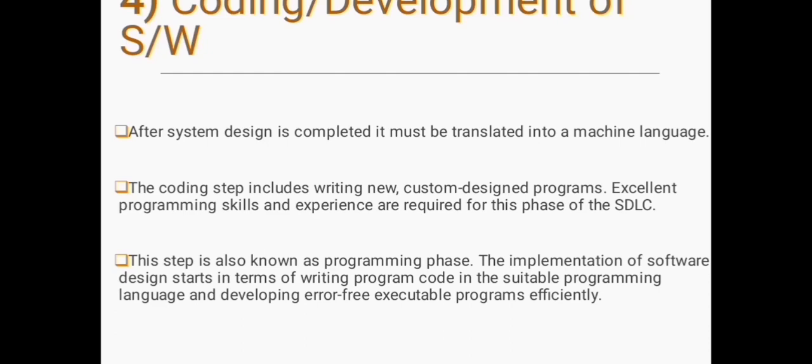The implementation of software design starts in terms of writing the program code in a suitable programming language and developing error-free executable programs efficiently. Developers of all levels are involved in this phase. This is the phase where we develop software and write the code to develop the product. The outcome from this phase is source code, documents, and the developed product.